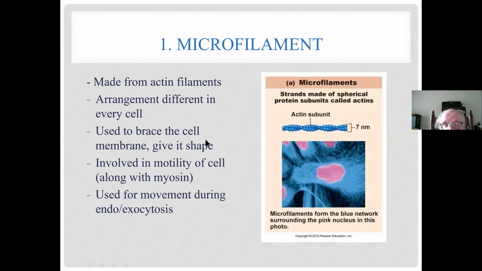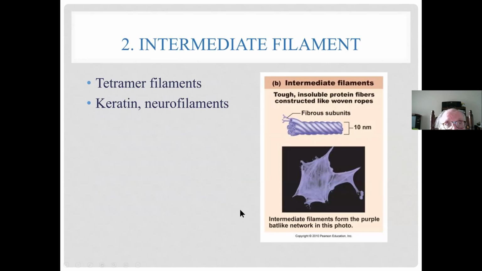This is an actin microfilament. When we study muscle, we'll talk about the interaction between actin and myosin, okay? They brace the membrane and give it shape. They're involved in the motility of the cell with myosin, so that's how the muscle cell contracts, the interaction between actin and myosin. And they're used for movement between endo and exocytosis. We have keratin, which are intermediate filaments, which provide more support to the cell, okay?